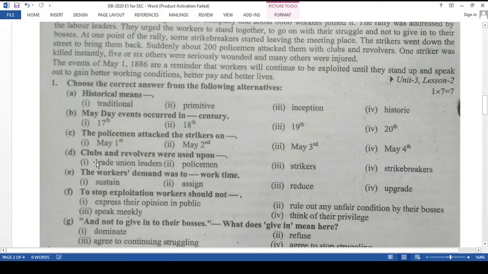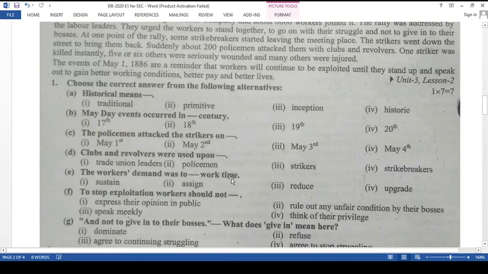Then next, clubs and revolvers were used upon dash. Clubs, that means stakes used by the policeman. So clubs and revolvers were used upon, that means on whom the police attacked with clubs and revolvers. The answer will be strikers. Strikers, that means who were striking for something, who are not doing something and making a demand for something.